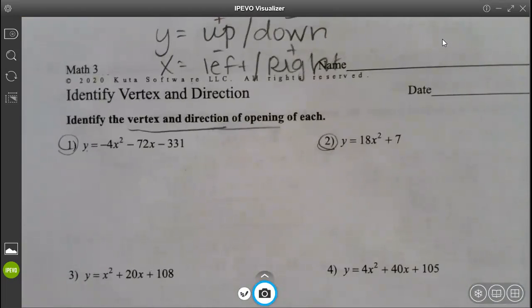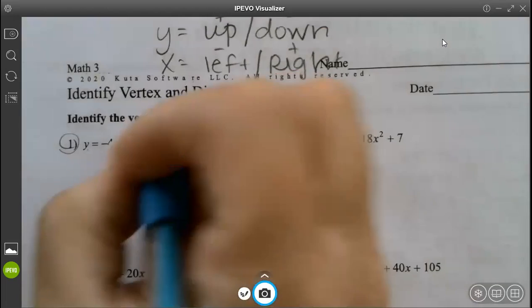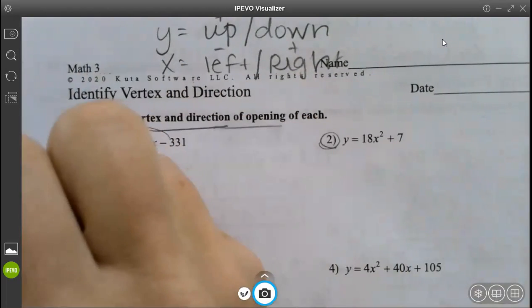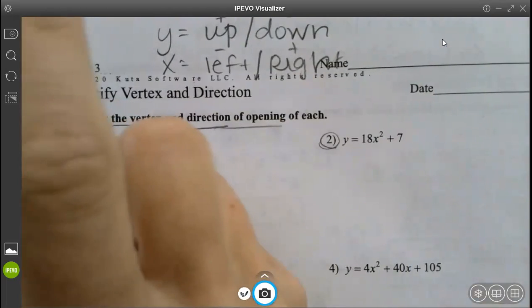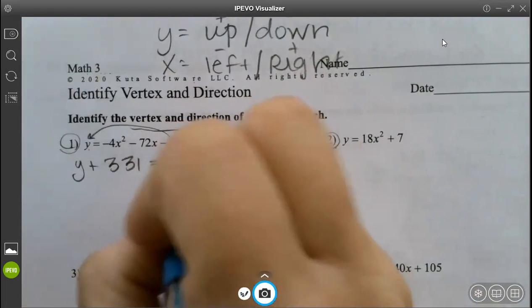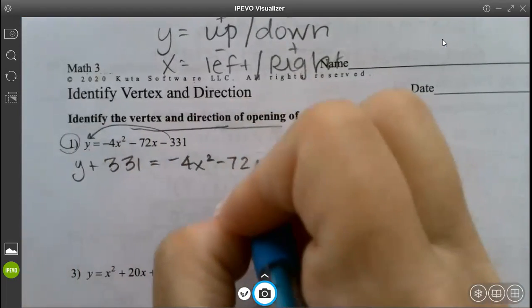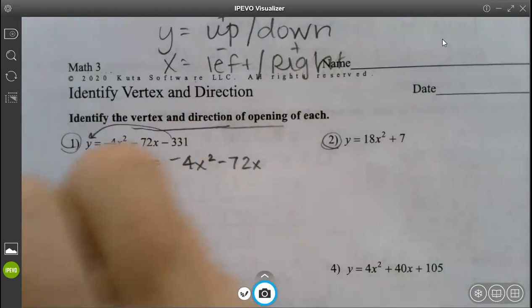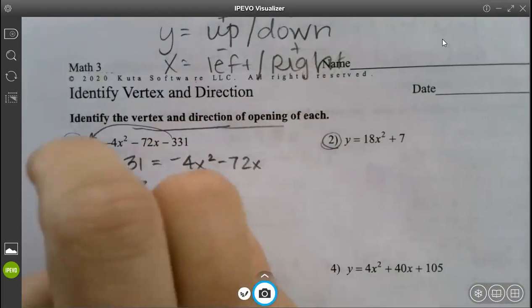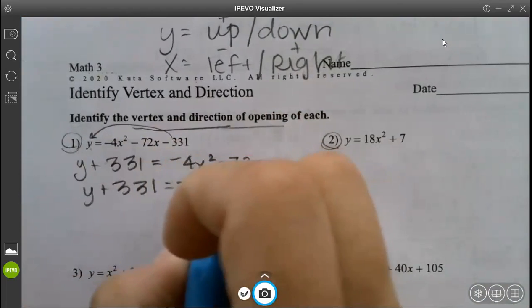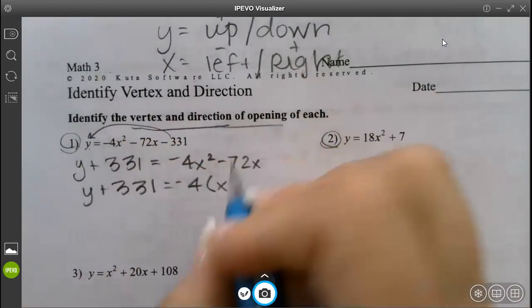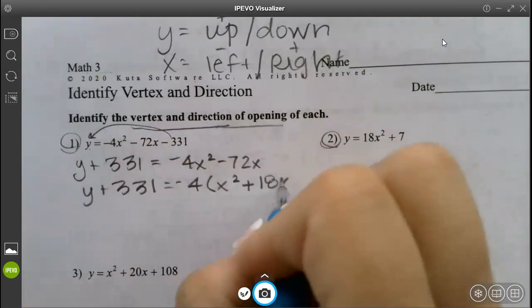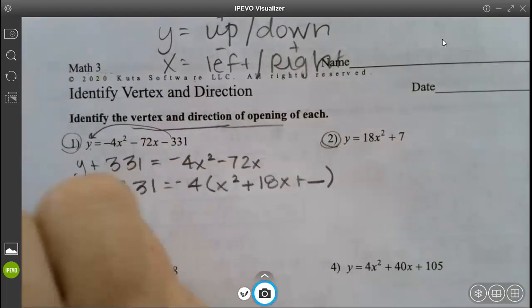Right. So again, working these the same way that we have been, we're going to move that random number to the other side. So that last number is going to move over. We get y plus 331 equals negative 4x squared minus 72x. We don't like that negative 4 in the front, so we're going to take that out. So we have y plus 331. We're going to factor out the negative 4. Leaves me with x squared plus 18x. And we're going to put the plus blanks.